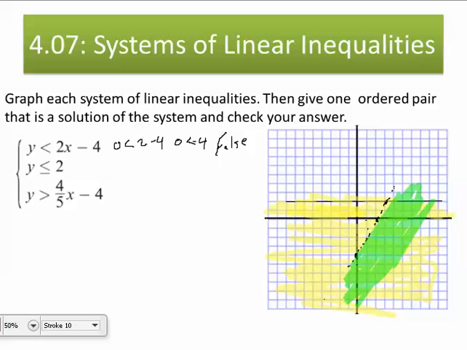Okay, next one, last one here. It's got 4/5 x minus 4. So I'm going to go down to -4. 1, 2, 3. Well, that's the same point, -4, isn't it? But my slope is 4/5. That means I go up 4. Can't even count right. 1, 2, 3, 4, and over 5. 1, 2, 3, 4, 5.